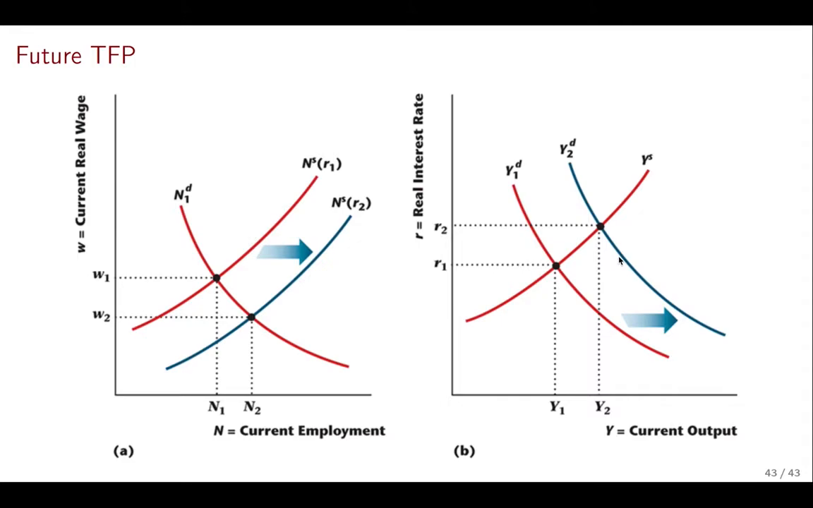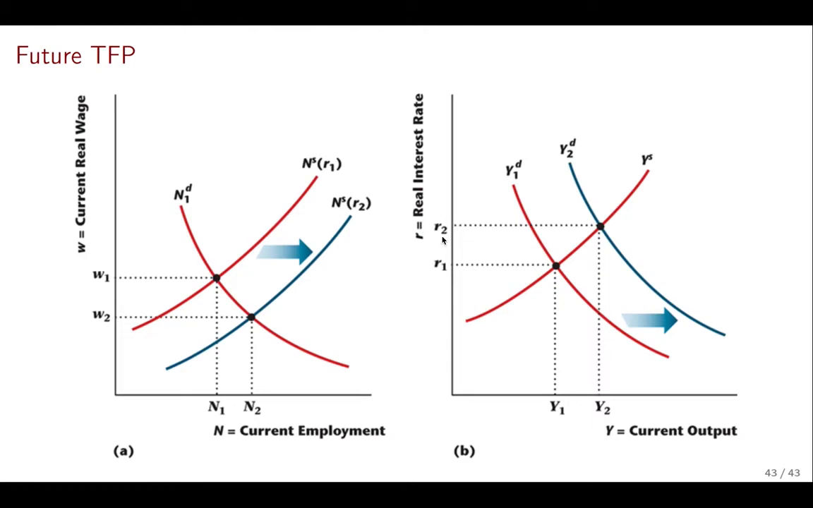The consumer knows that in the future, productivity is going to be higher, wages are going to be higher, profits are going to be higher, and hence, consumption today is going to be higher. Because consumption today is higher, you get this shift in the aggregate demand of the economy. The only way to restore equilibrium is to have higher output and higher interest rates.